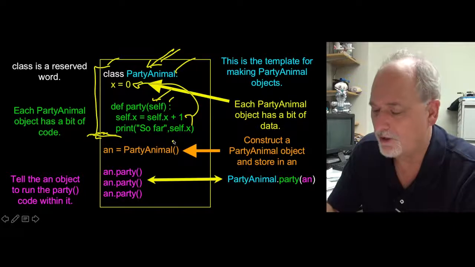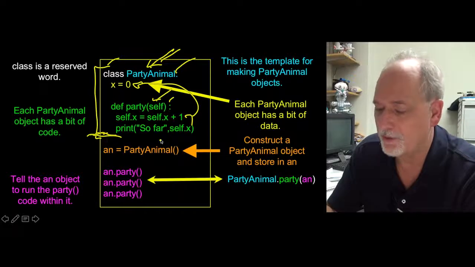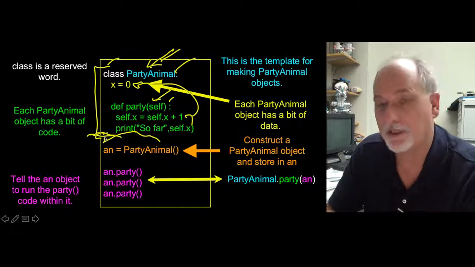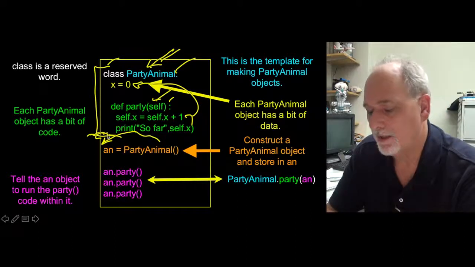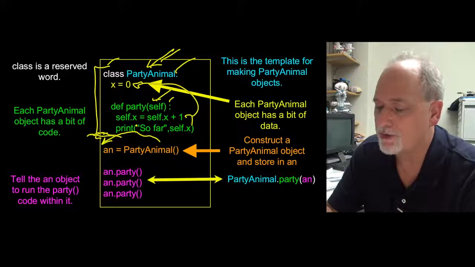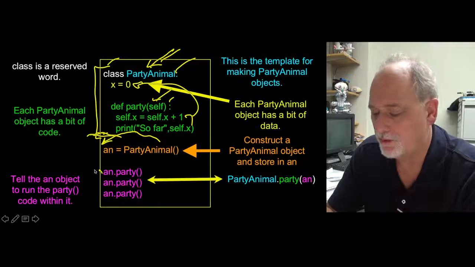This is what we call constructing. We're constructing using the PartyAnimal template or class. We are making a PartyAnimal, and then once we make that, we stick it in the variable an, and then we're going to call this party method 3 times, 1, 2, 3.